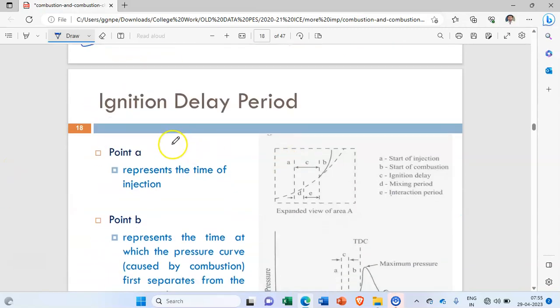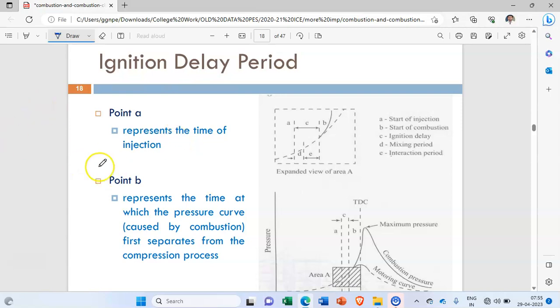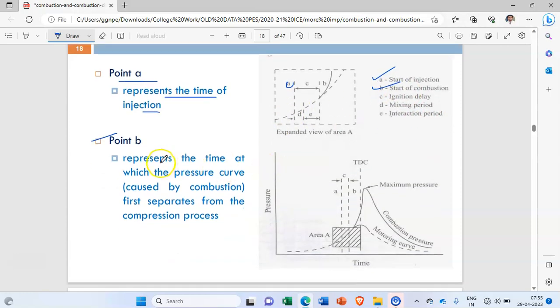Now the ignition delay period, as we have already discussed, is divided into 2 parts. So let us discuss this in detail. Point A, if you see here, represents the time of injection, that is at this particular point we have injected the diesel. This point A is called start of injection. Point B is called start of combustion, and represents the time at which the pressure curve first separates from the compression curve.